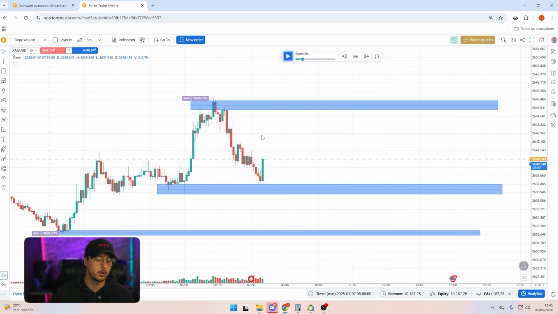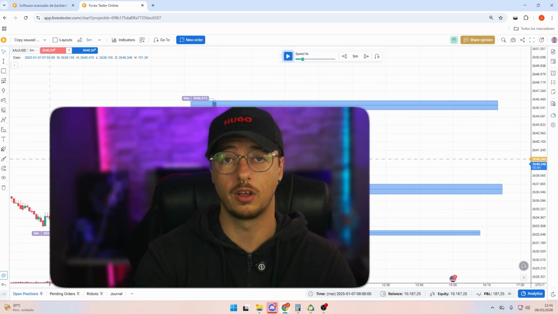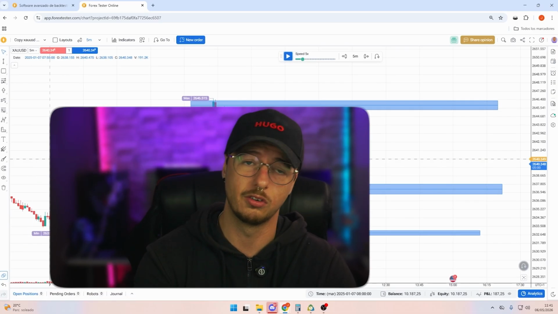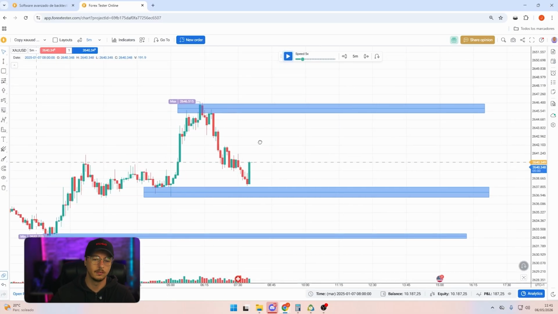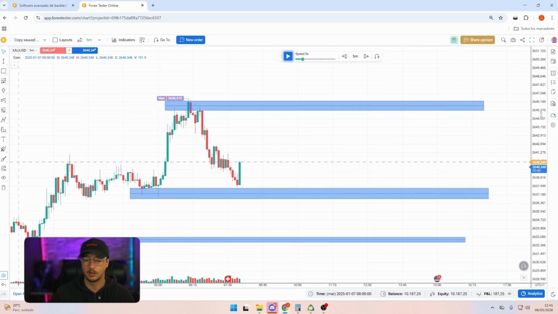And this is fine because at the end of the day, most of the time, 70%, 80% of the time, the price is going to be ranging. So if we can take these trades in these ranges, this range is quite big, so we could actually get some profits out of it.